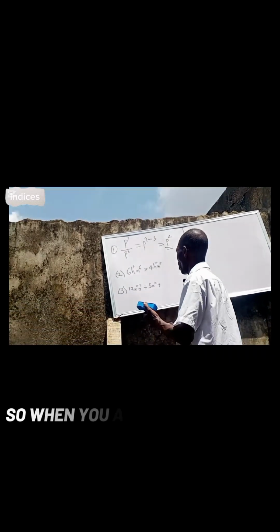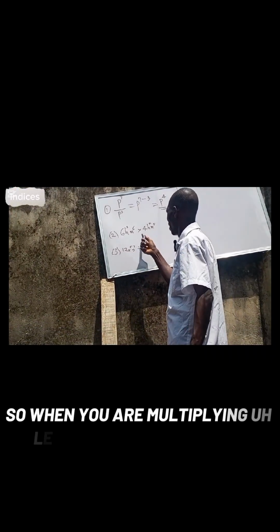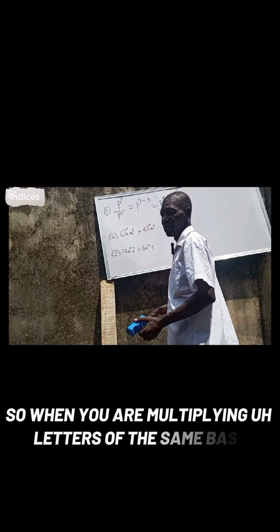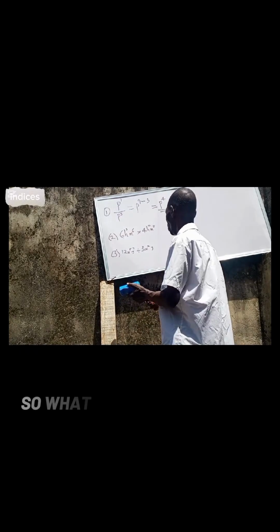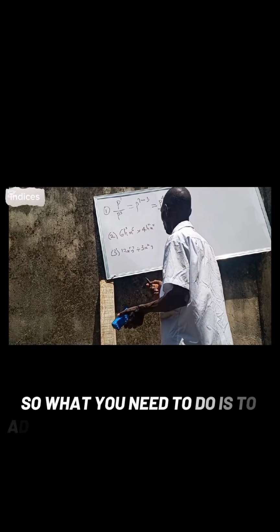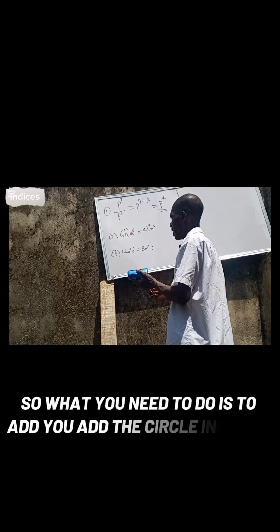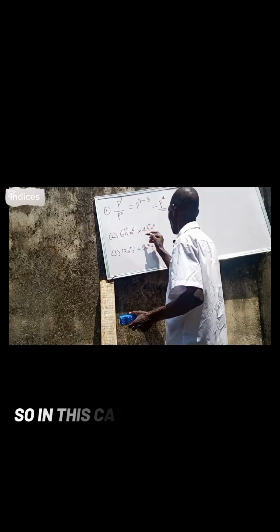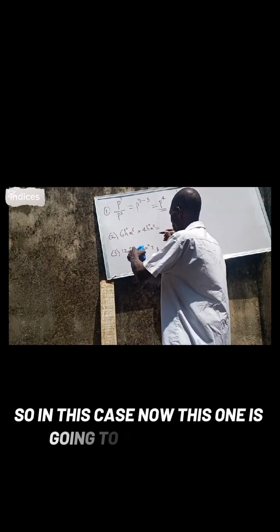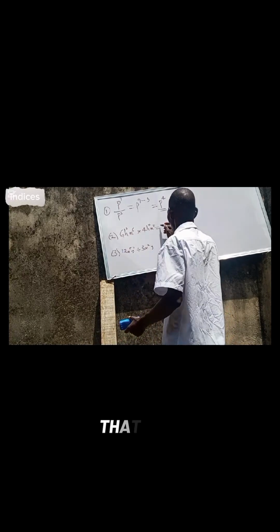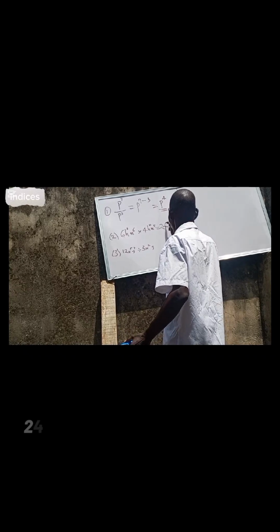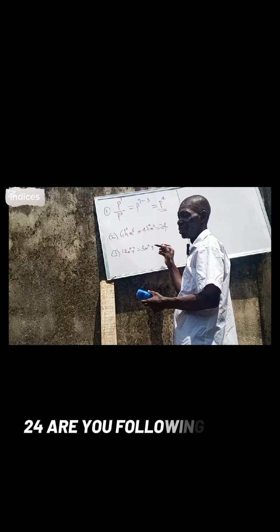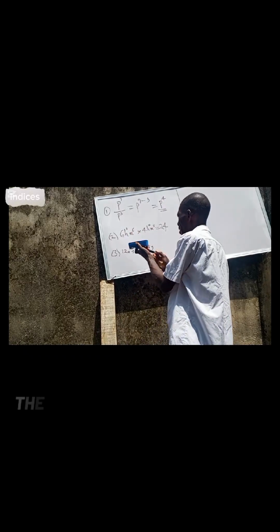So when you are multiplying letters of the same base, what you need to do is to add the second index to the first index. So in this case now, this one is going to be 6 times 4, that is 24. Are you following?